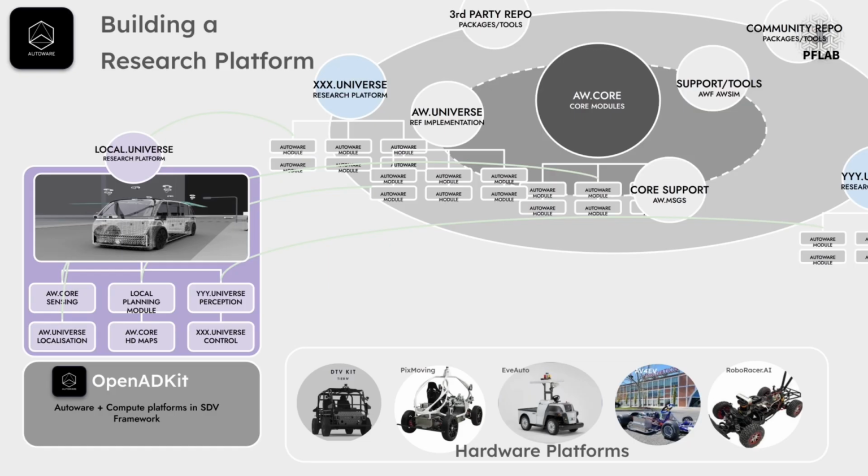So when it comes time to build a research platform for your particular research topic, you can take advantage of these implementations that I've just shown. You can take your software from the Autoware core or the Autoware universes. You can choose a hardware platform from the reference designs from the Autoware Foundation, or you can use your own hardware platform. You can package this together into a full autonomous driving stack on your research platform, and you can also use the Open AD Kit as a way to kickstart your development of autonomous driving systems.